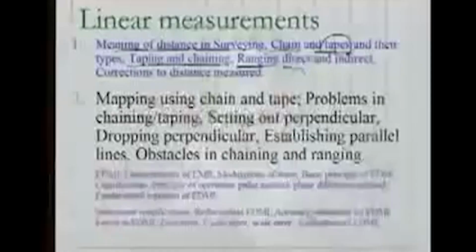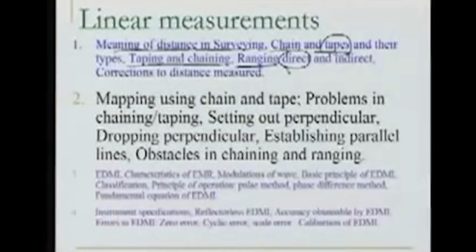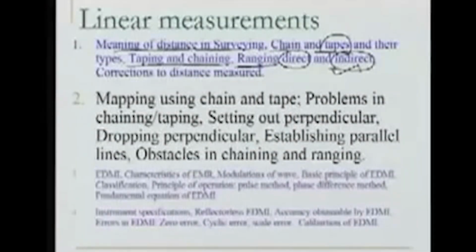We saw some methods. How can we do it directly? It's a simple case. In case of the indirect, if these 2 points are not intervisible because of certain reason, we can still establish some intermediate points by indirect ranging method. Then very important thing was the corrections.